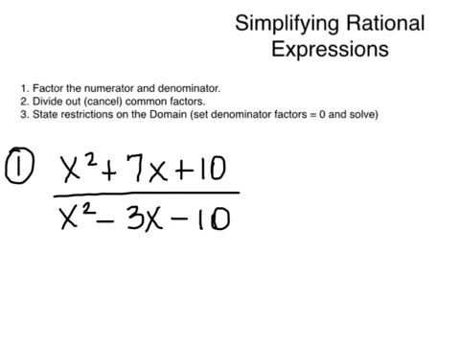A rational expression is a polynomial over a polynomial. In other words, it's making a ratio of a polynomial over a polynomial. So see example number 1 below, and you can see what a rational expression is. We're going to do different things with rational expressions, one of which is simplifying.